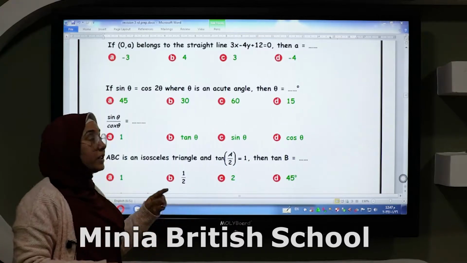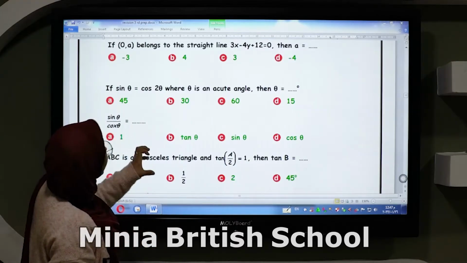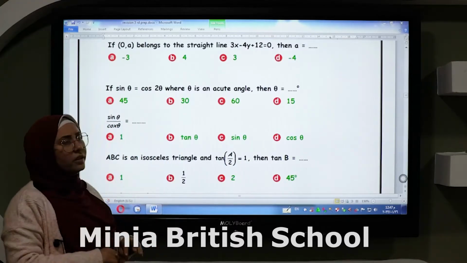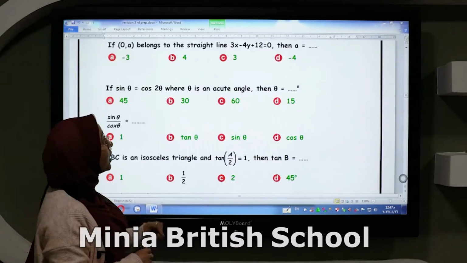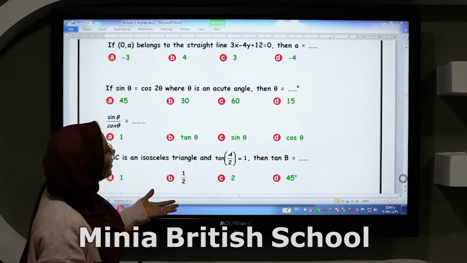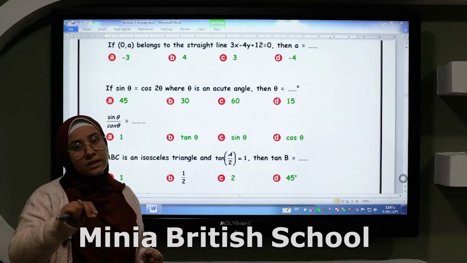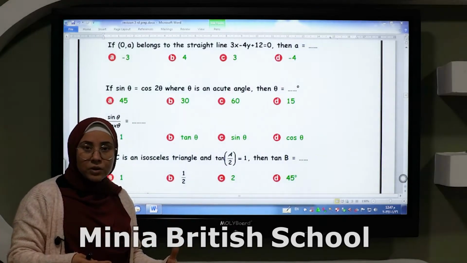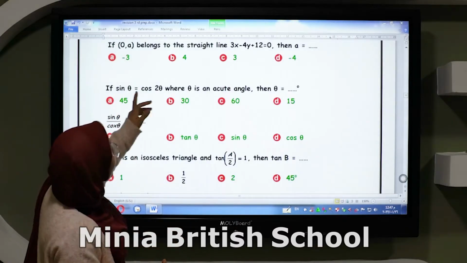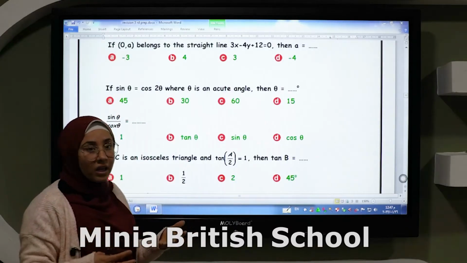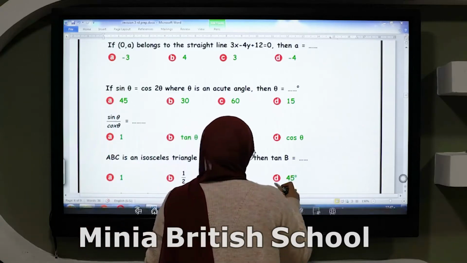In this exercise, you have ordered pair 0 and A belongs to the straight line 3x minus 4y plus 12 equals 0. Then A equals what? This ordered pair satisfies this equation. So by substituting the value of x and y here, you can find the value of A.